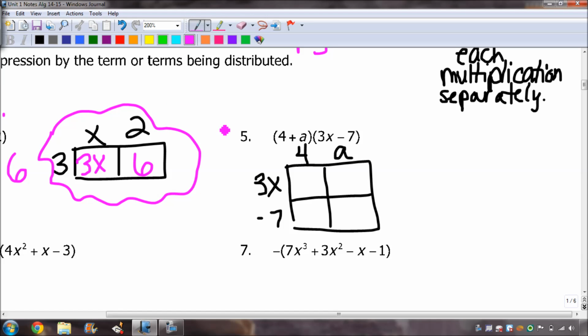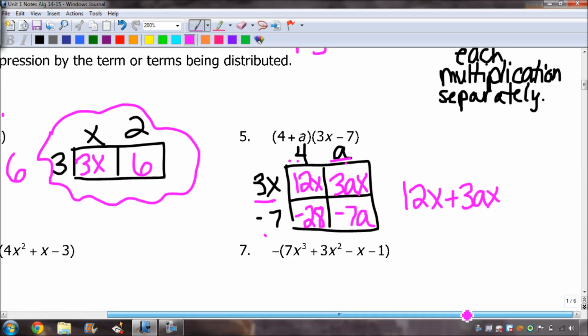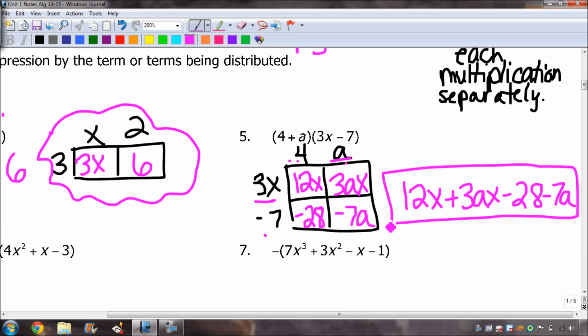So when I multiply this 3x by this 4, I end up getting 12x. Okay? And when I multiply 3x by A, I end up getting 3xa or 3ax. When I multiply negative 7 by 4, I end up getting negative 28. And when I multiply negative 7 by A, I end up getting negative 7a. So then altogether, my answer would just be 12x plus 3ax minus 28 minus 7a. And again, don't worry about the proper order. We'll talk about the proper order in future lessons.